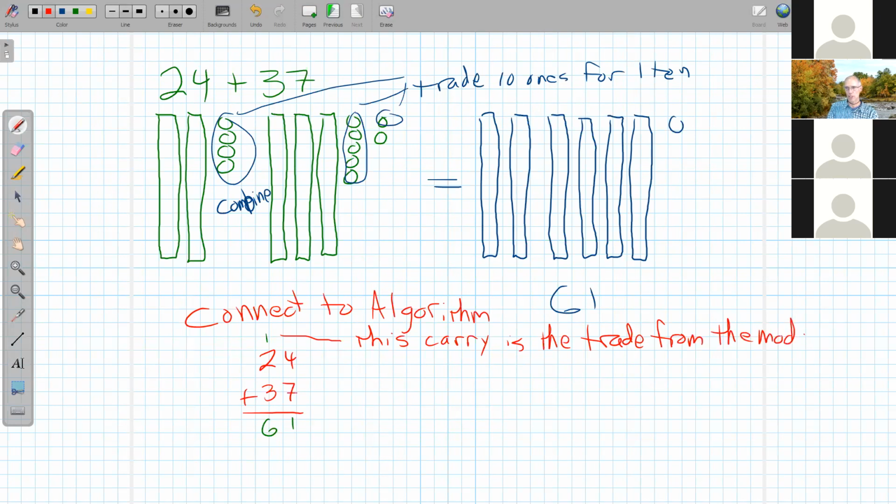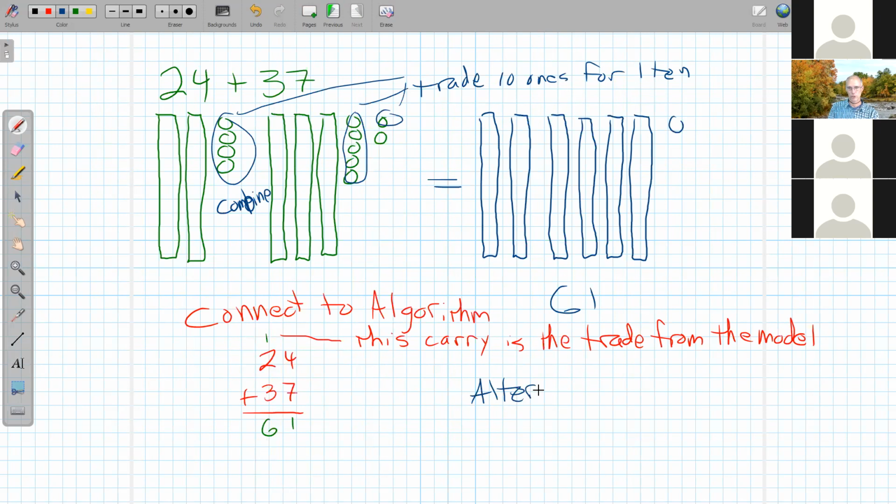Why do we carry? This is why we carry. Because we found a group of 10 that needs to jump to the next group. One group of 10. It jumps to the next column, the next place value there. Okay. Similarly, this comes up if I use the expanded algorithm.